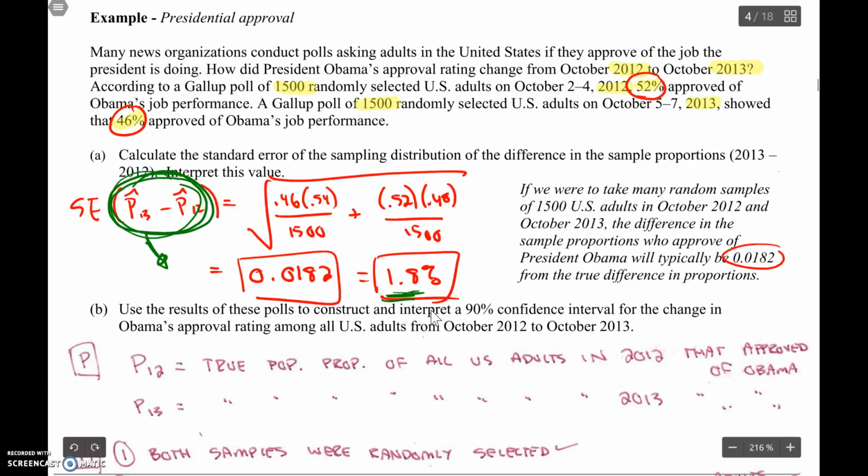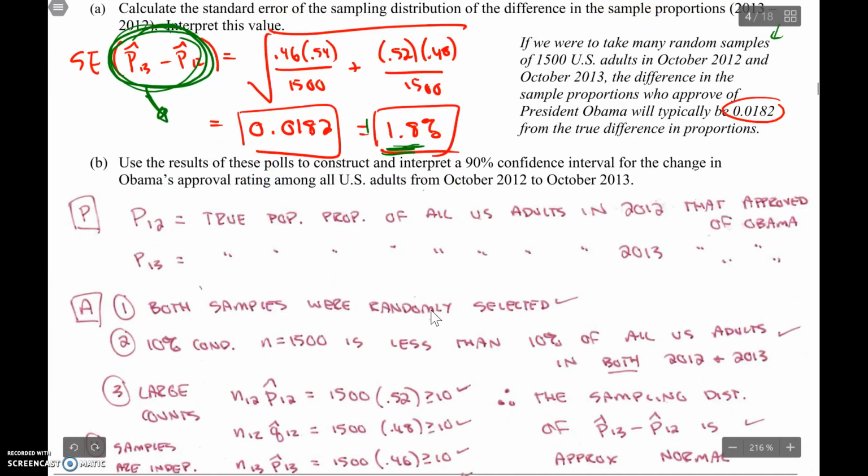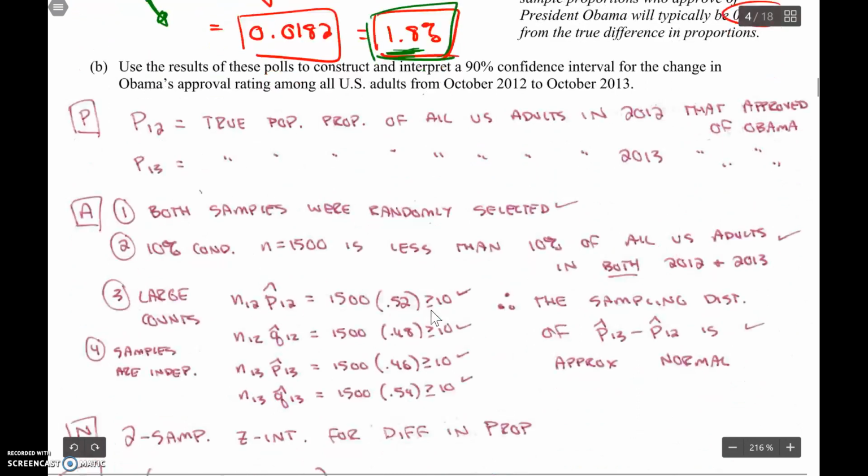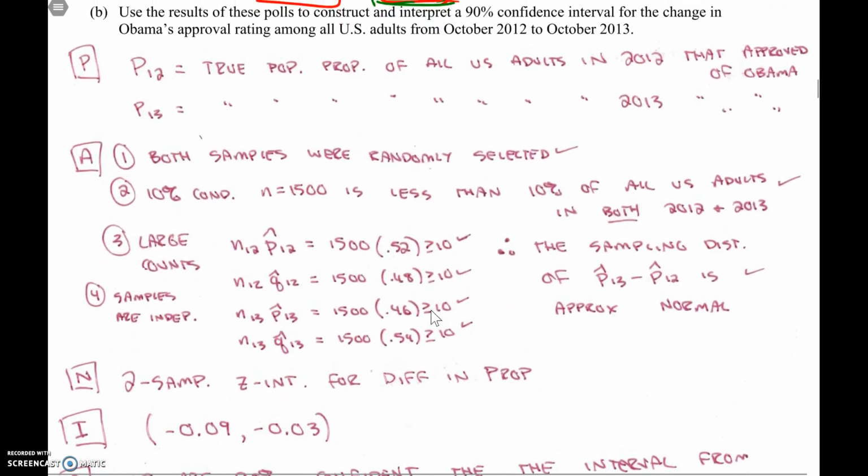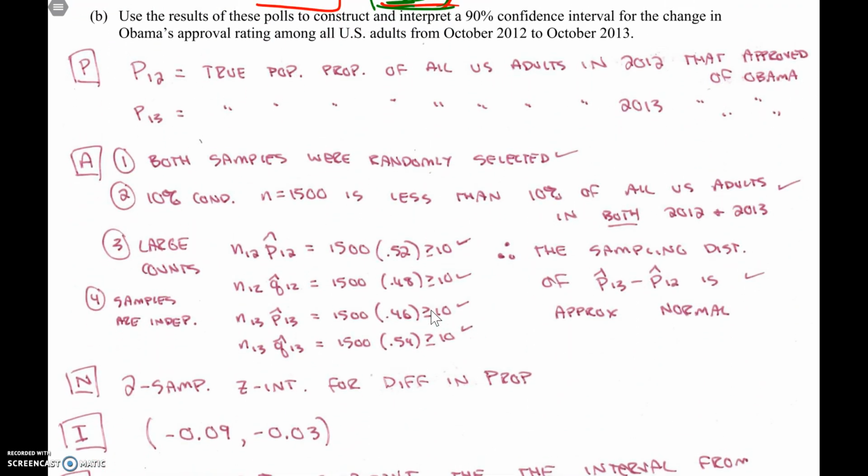So if we were to take many random samples of 1,500 people in 2012 and 2013, the difference in the sample proportions who approve of Obama will typically be 1.8 percentage points away from the true difference in the proportions that favor Obama. Okay, that's a tough interpretation to get through, but if you can get through it, you certainly understand what you're doing. Use the results of these polls to conduct and interpret a 90% confidence interval.